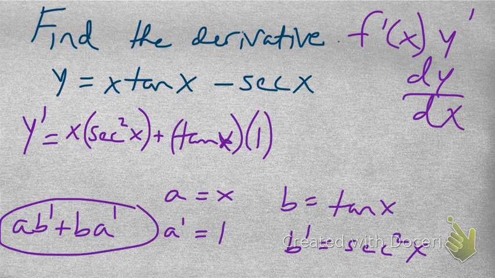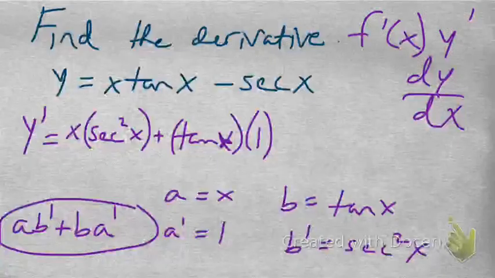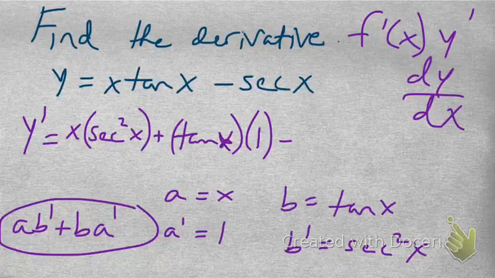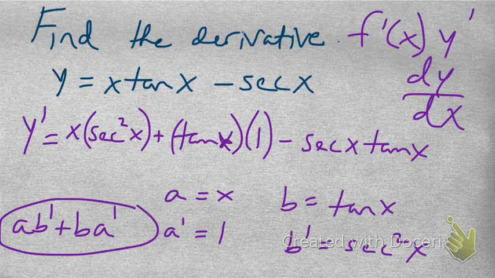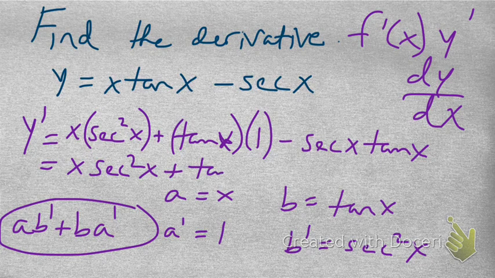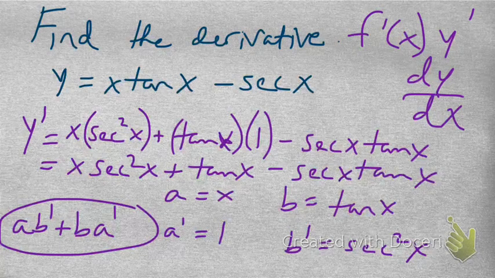Now then, the derivative of secant, and it's a negative secant. The derivative of secant is secant tangent. So that would be the opposite of secant tangent. Okay, well, let's see what we can do. This is x secant squared x plus tangent x minus secant x tangent x.